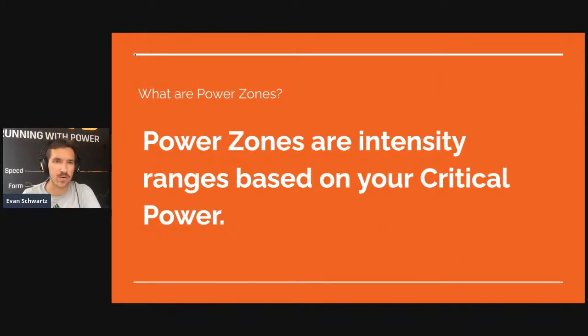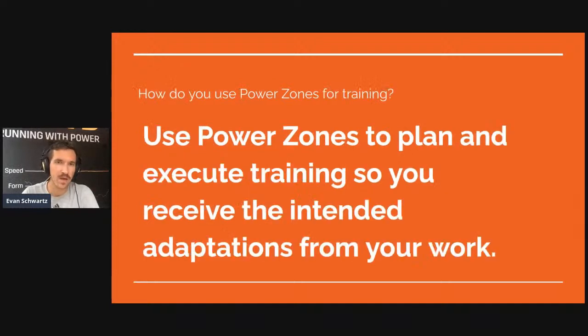What are power zones? So first, starting off, power zones are intensity ranges based on your critical power. As it is defined in the Stryd ecosystem, that's what we're going to talk about specifically. Power zones are intensity ranges based on your critical power. And notice how I say your critical power. How do you use power zones for training? You should use power zones to plan and execute training so you receive the intended adaptations from your work.